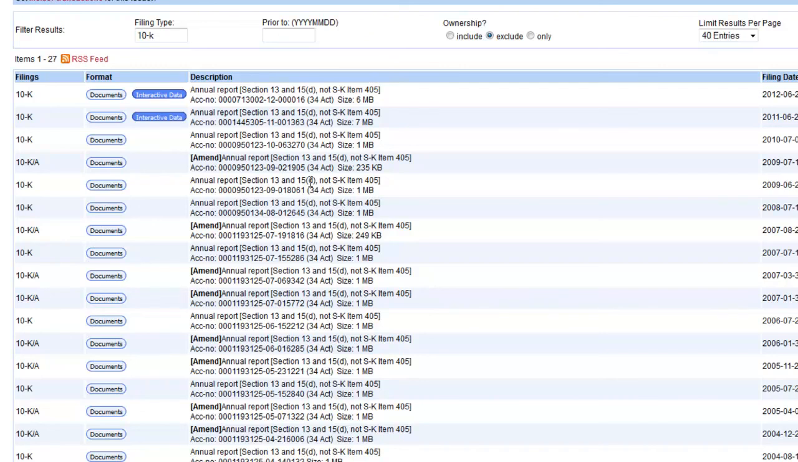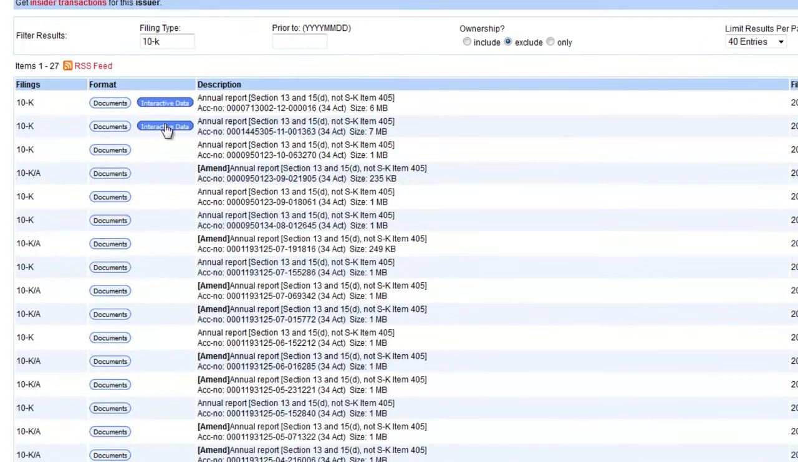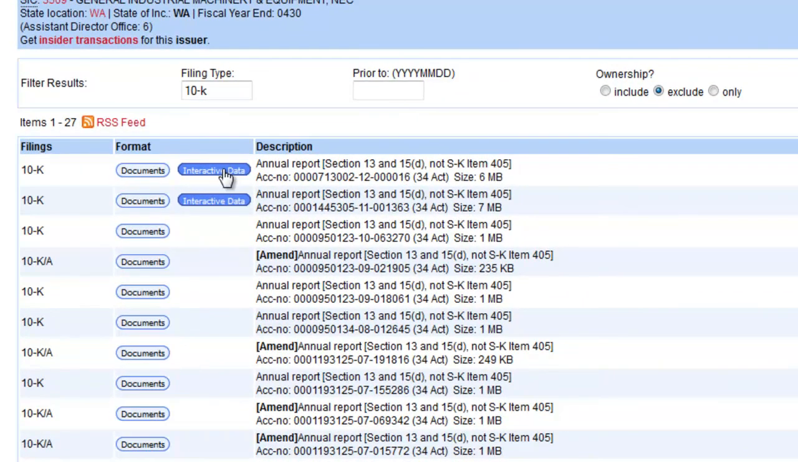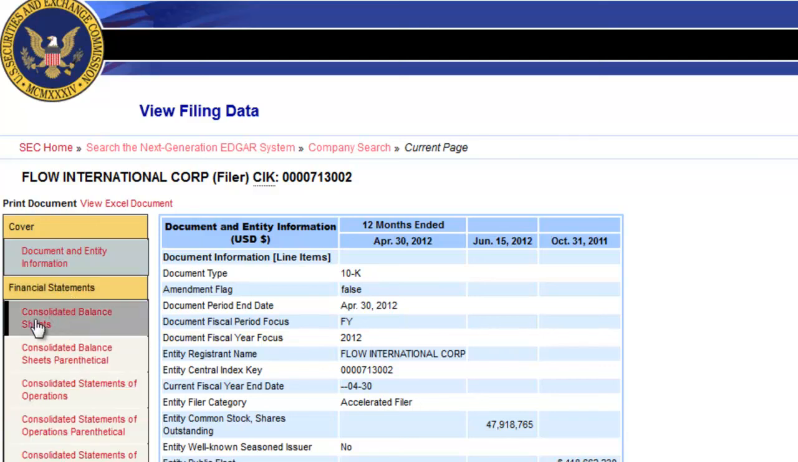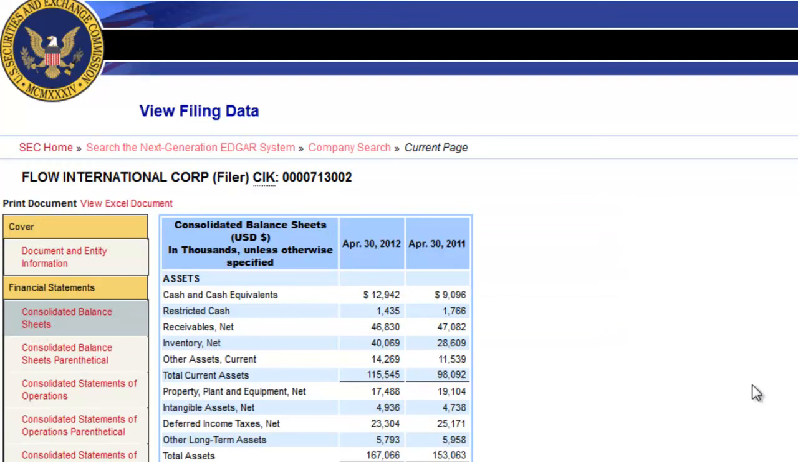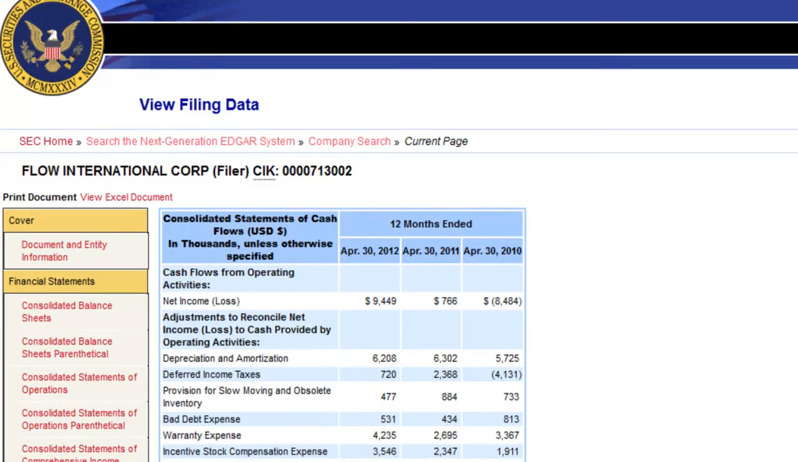And even though you're not a computer programmer and this may be totally useless to you, actually it is very useful, because if we click on interactive data, it takes us to a page where we can view the 10K in a way that is broken down. So we can go to financial statements and we can choose balance sheet and just look at the balance sheet. Then we can go to other different statements, such as cash flow statements.